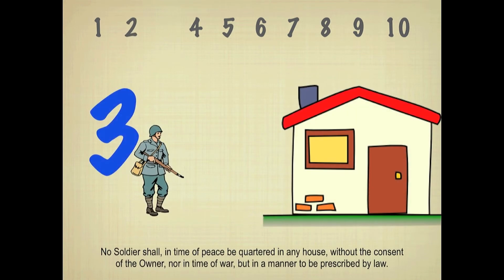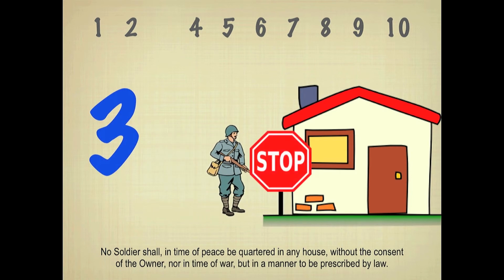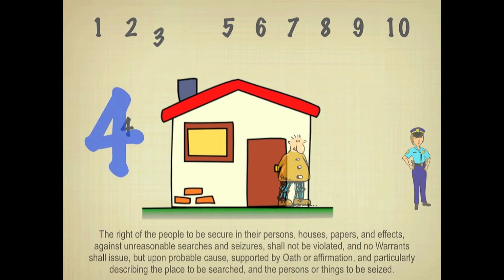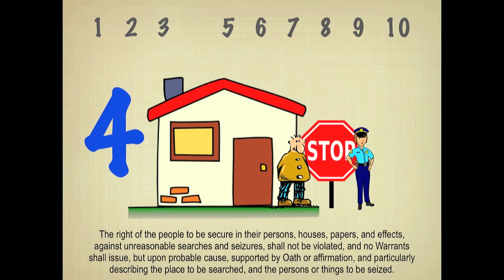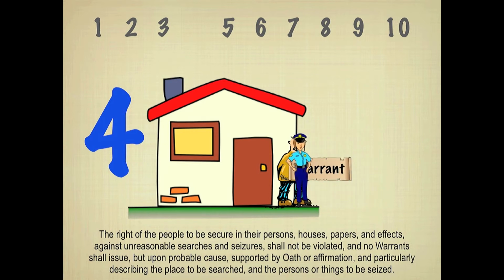The Third Amendment says people can refuse to allow soldiers to stay in their homes in peacetime, and people can only be forced to house soldiers in a time of war if a law is passed. The Fourth Amendment prevents the government from engaging in unreasonable searches and seizures of a person and his or her property. To conduct a search, a warrant is needed based on probable cause.